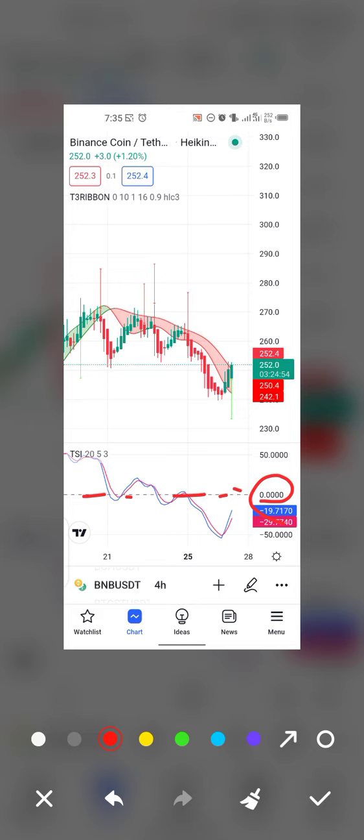When it comes from down and crosses the line up, it means there is high volume in the market. When we talk about high volume, we understand there are also high prices. Prices are getting high, and there's high volatility.